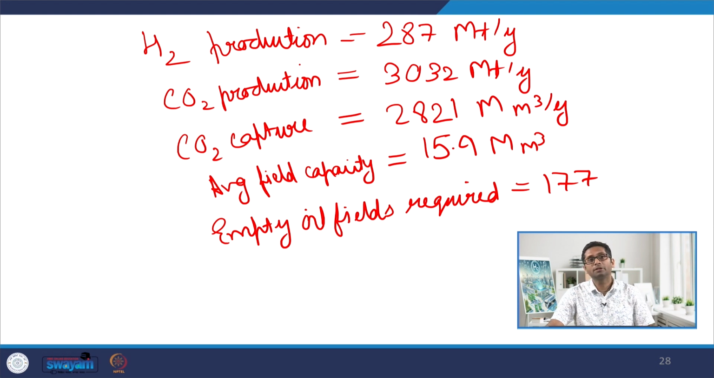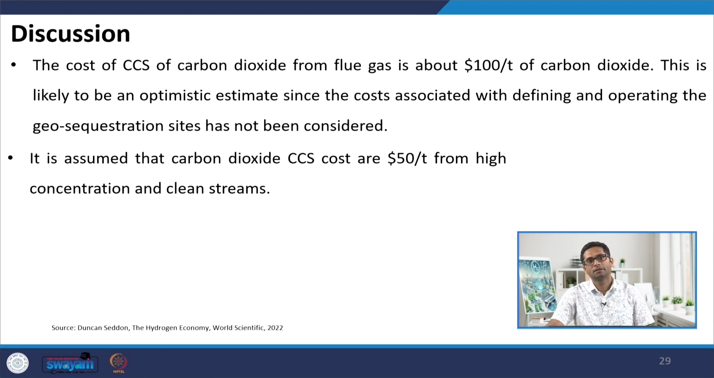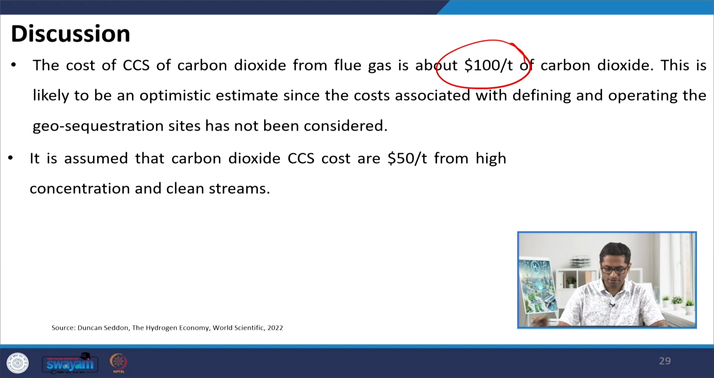So, just some observations from the current lecture. One thing is that if I would have to capture the carbon dioxide from the flue gases resulting from steam methane reforming, the average cost is going to be roughly $100 a ton, which is quite expensive. Whereas, if I am going to capture CO2 from a concentrated stream beyond the water gas shift, the cost can come down to roughly $50 a ton, which could come from different technologies.